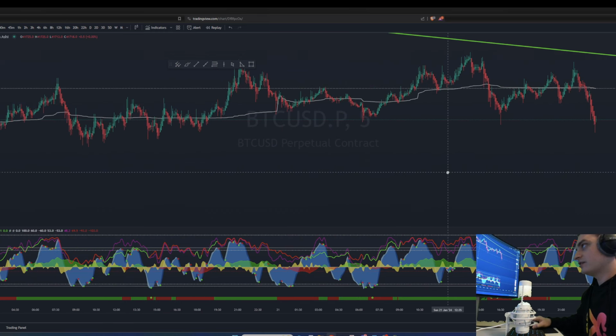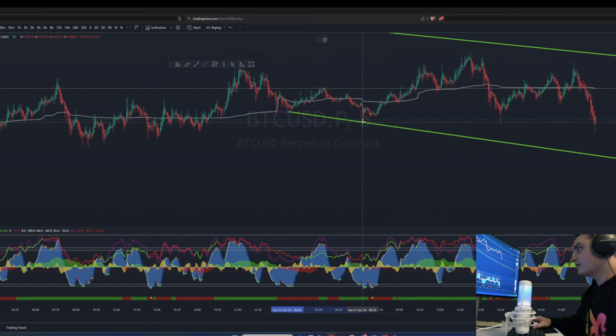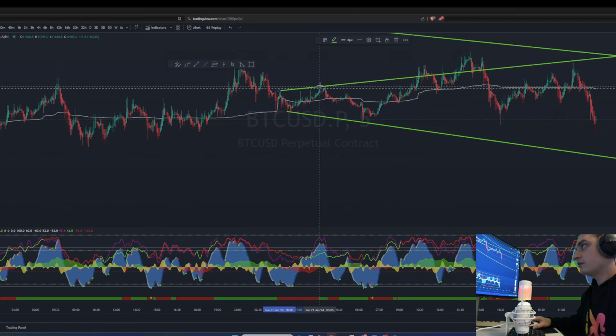So, in closing, let's connect this low there. We got a pretty nasty downside possibility here. We got that top.